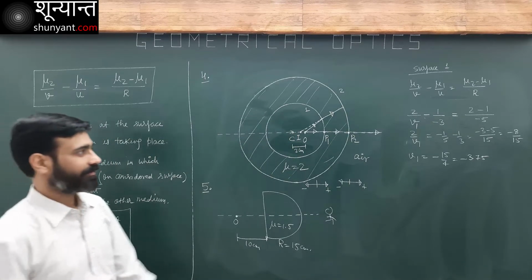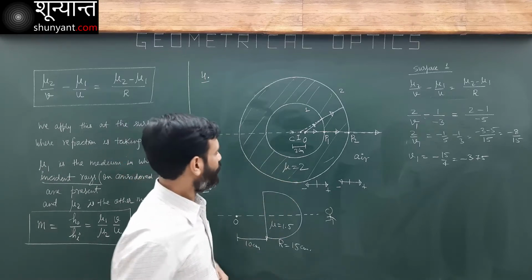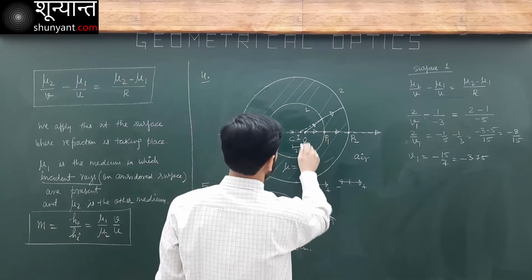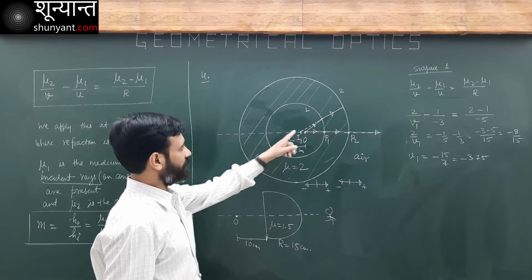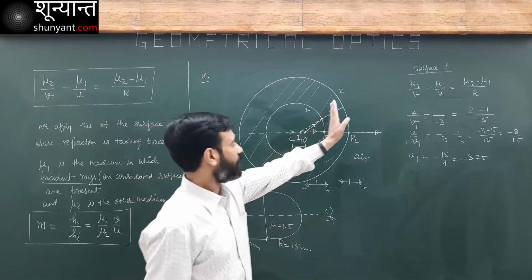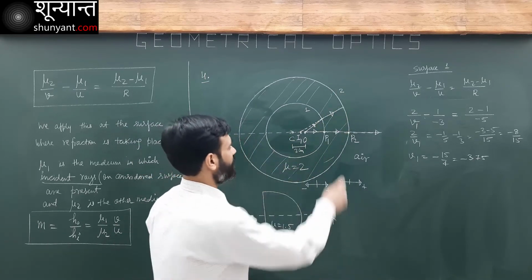Okay. Do you understand this? Now what will be this distance from here? So this is the first image. This first image becomes an object for this surface. Here the confusion arises.